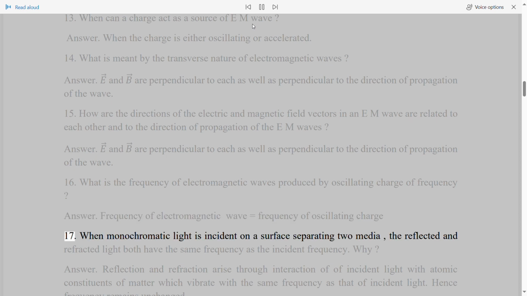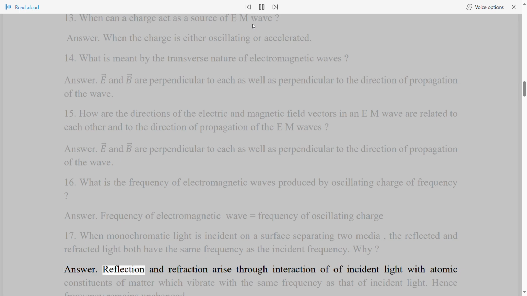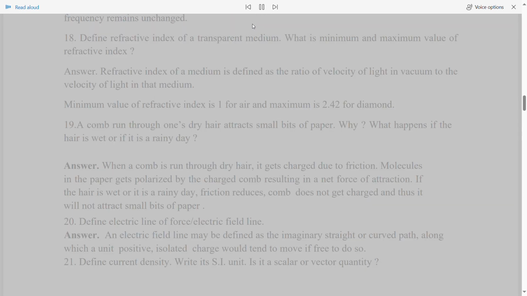17. When monochromatic light is incident on a surface separating two media, the reflected and refracted light both have the same frequency as the incident frequency. Why? Answer. Reflection and refraction arise through interaction of incident light with atomic constituents of matter which vibrate with the same frequency as that of incident light. Hence, frequency remains unchanged.